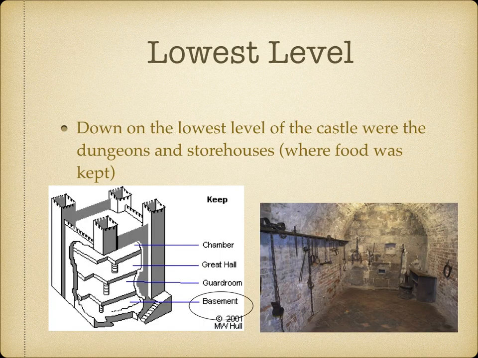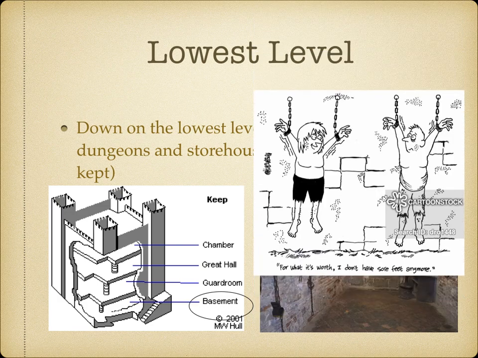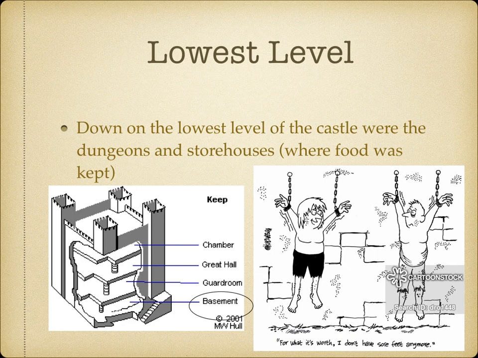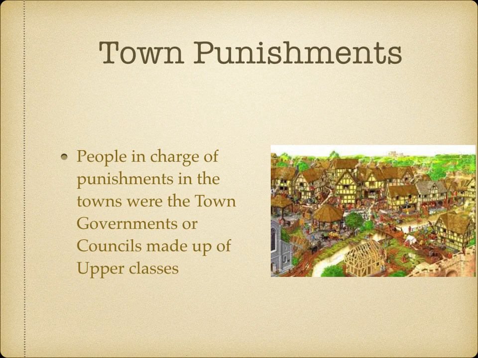Many of the people who had been found guilty were put in these dungeons in the lower basements of the house of the castle. They were not like modern prisoners who would have some rights. They were pretty much just thrown in prison and left there. However, in the towns, there were different punishments other than imprisonment that could be handed out. The people in charge of punishment in the town were the town government or the town council, which is a collection of men, usually from the upper class.